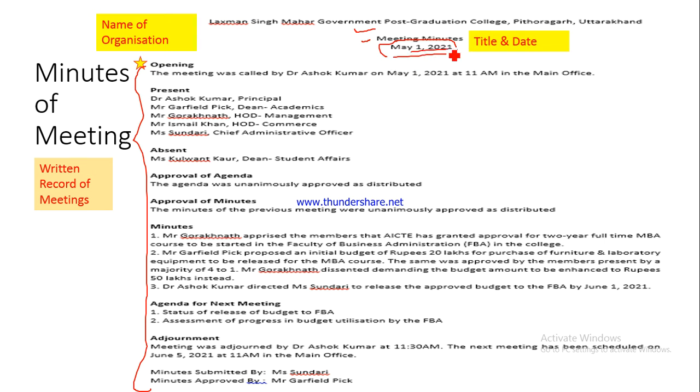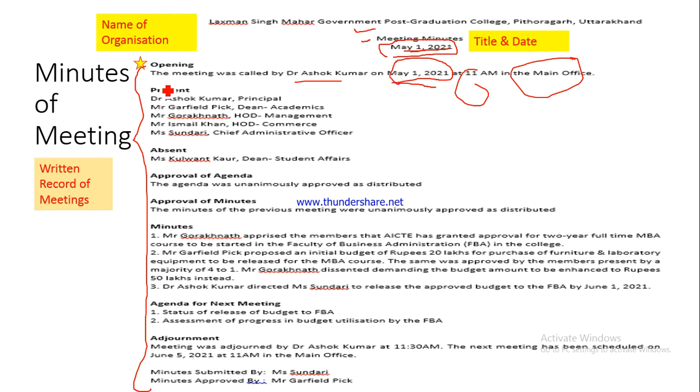Please understand, this date is the date on which the minutes of meeting have been issued. This may not be the date of the meeting. The date of meeting was May 1st. It so happened that the meeting minutes were also prepared on the same date. That's why you see that date here. Otherwise, if the meeting minutes had been prepared on 2nd of May, you would have seen here 2nd May. The opening tells you when the meeting was organized, what was the timing, and what was the venue, and who was the person who actually called the meeting, Dr. Ashok Kumar. You don't need to give the designation here.